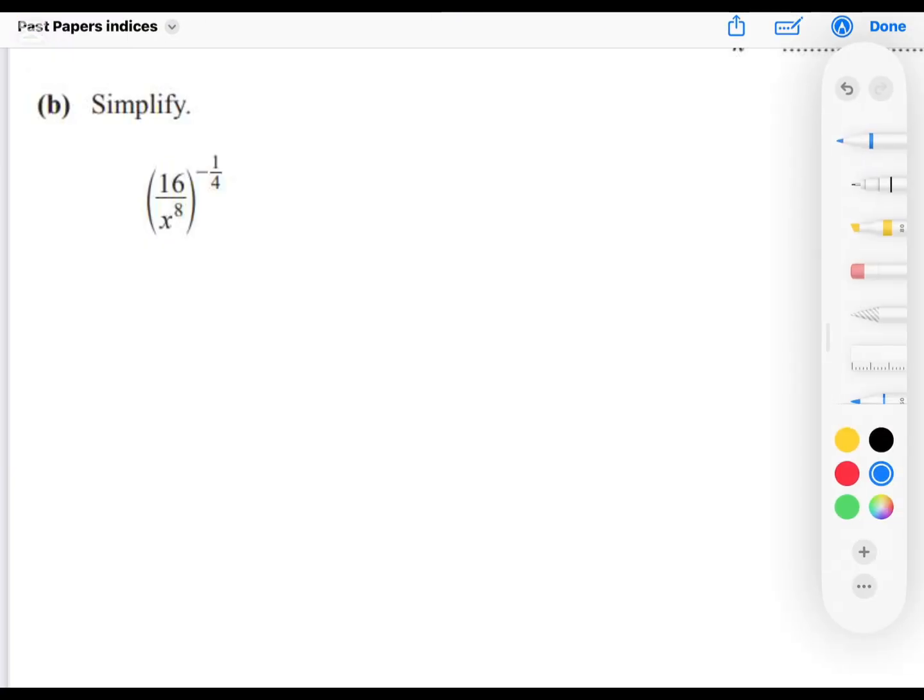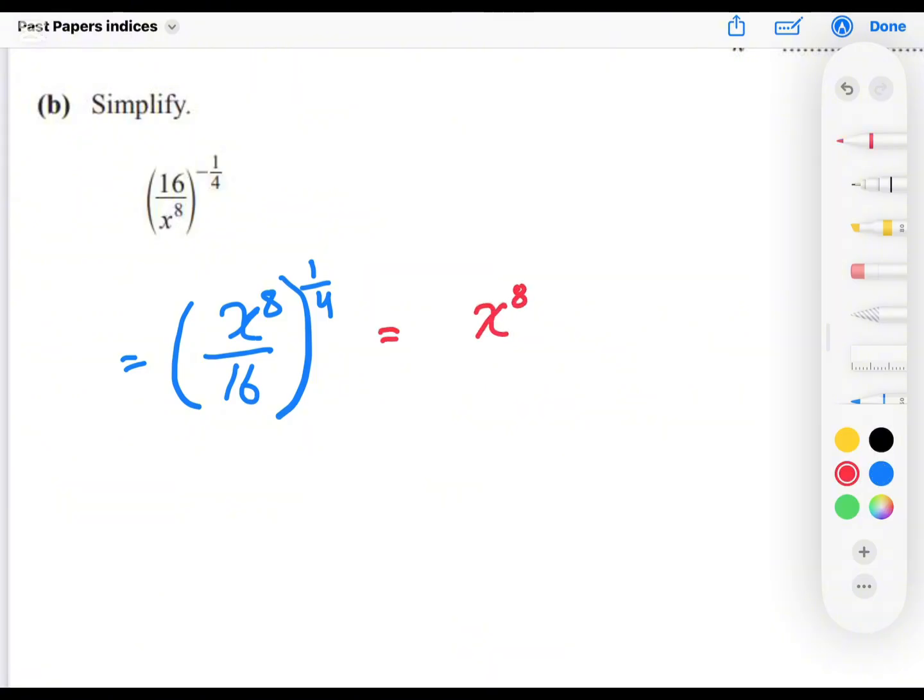The power is negative, so we have to reciprocal it. When we reciprocal 16 upon x^8, it will become x^8 divided by 16. Now the power will become positive. Now there is no simplification that can happen inside the bracket, so we have to apply the power: x raised to the power 8 times 1 upon 4, and 16 raised to the power 1 upon 4.